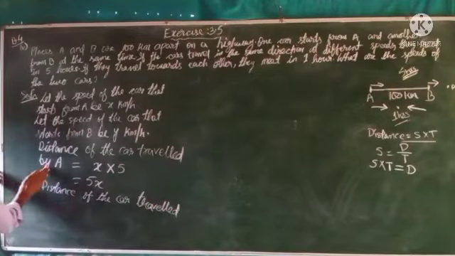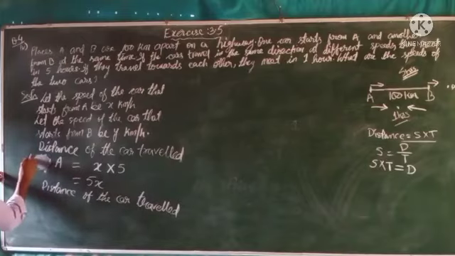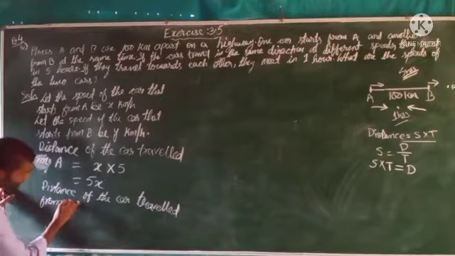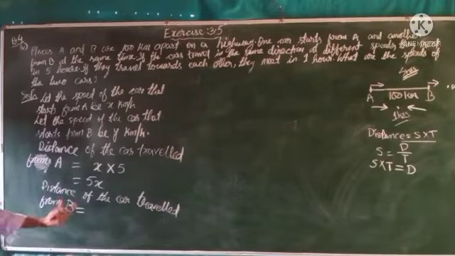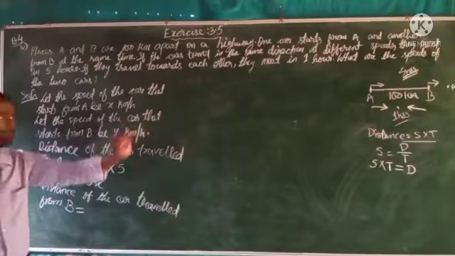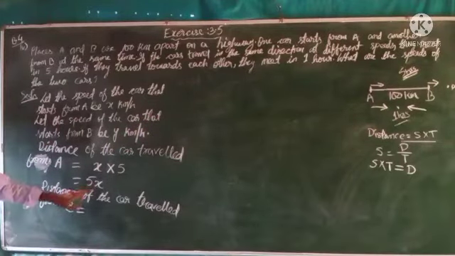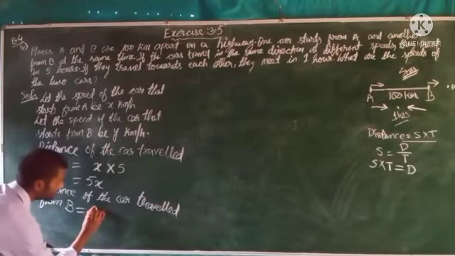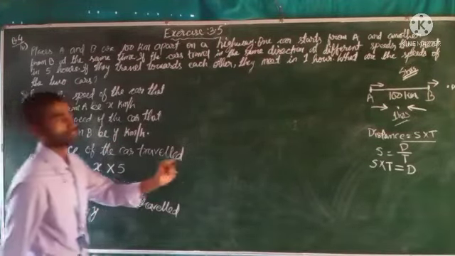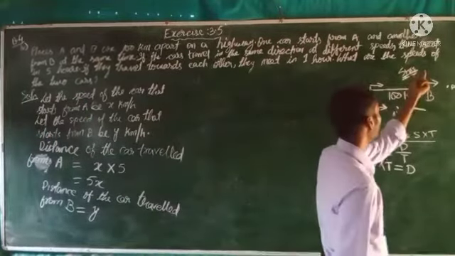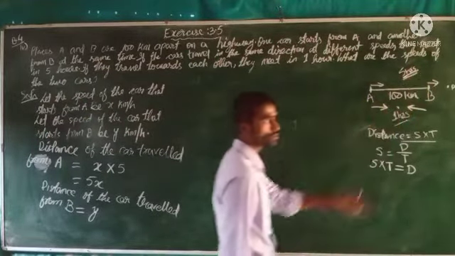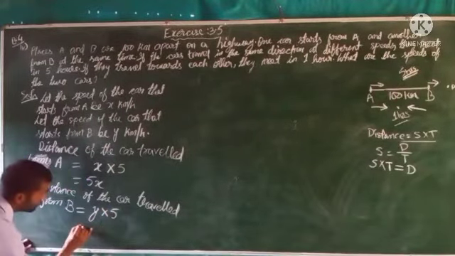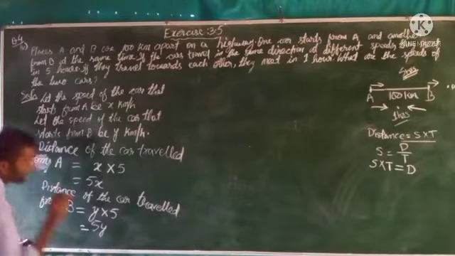Let us write here from A, and here from B. The distance the car traveled from point B: the speed here is y, and it takes them 5 hours, the same hour. So y into 5, we will get 5y.